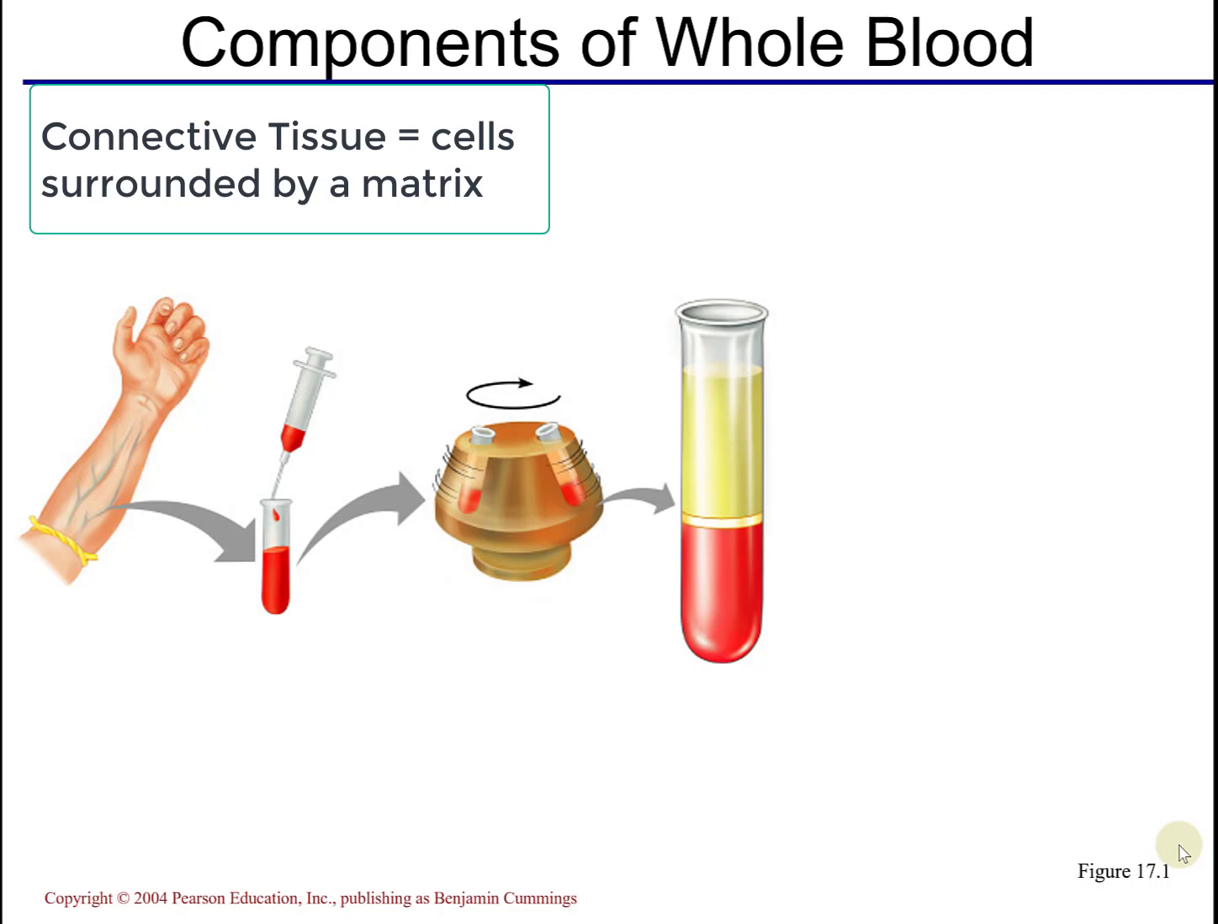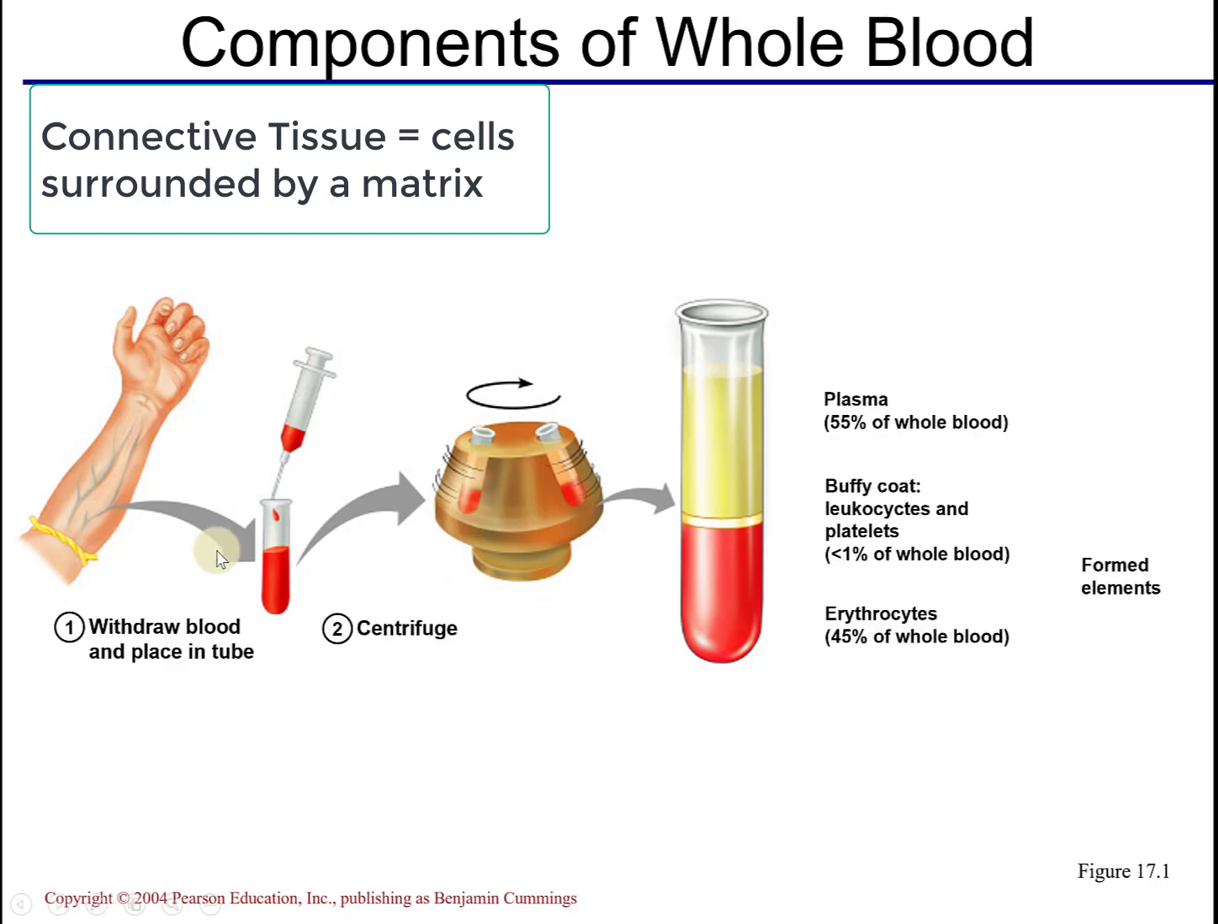So, if we took some blood from someone and put it in a test tube and then a centrifuge and spun it down, the heavier elements would go to the bottom and the lighter elements would go to the top. In the bottom, you would see erythrocytes, or red blood cells, and they would make up 45% of the whole blood volume. Erythrocytes are part of the cells that make up connective tissue.